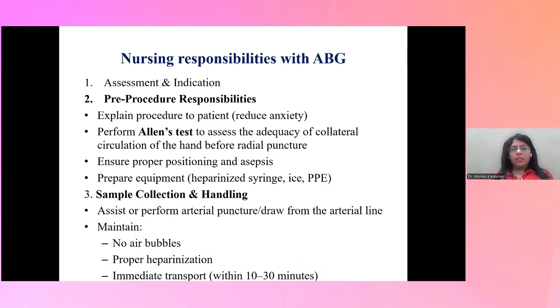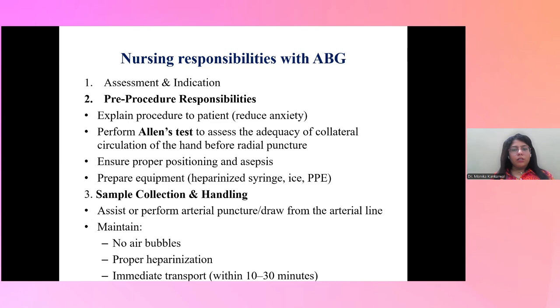Now, the third nursing responsibility is sample collection and handling. We have to assist and perform arterial puncture and draw from the arterial line. If we are assisting, then we have to ensure that all the aseptic measures are being followed and all the preparation is done beforehand. And if you are performing it yourself, then you have to ensure all those checkpoints which I have told you now.